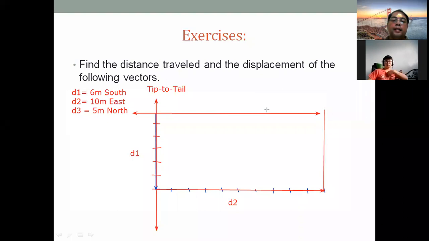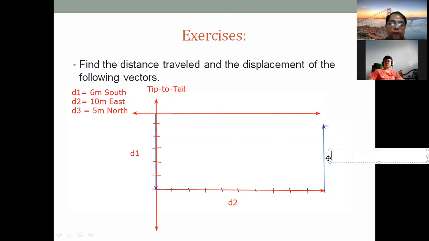Now, more likely it will not reach 5 segments. Because D1 is 6, since this one is only 5, then maybe we can draw it shorter. So we erase this line. So this is our D3. It goes north 5 segments.